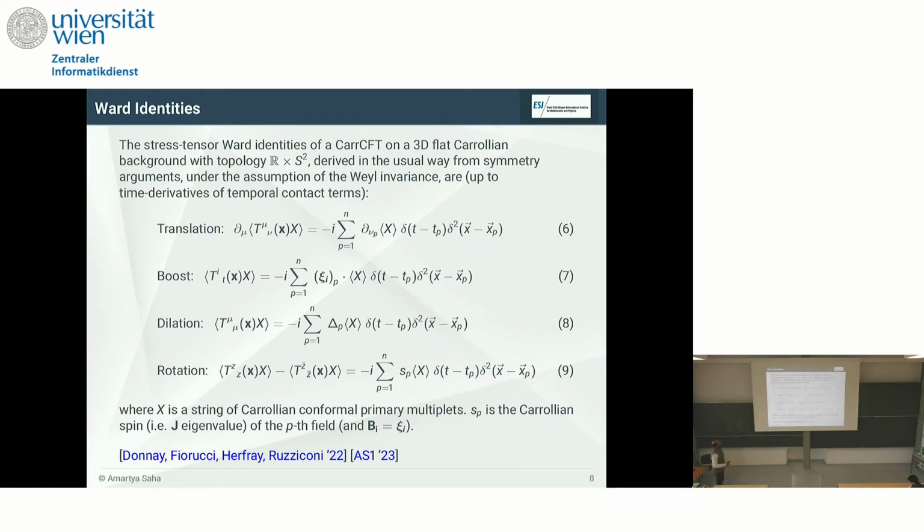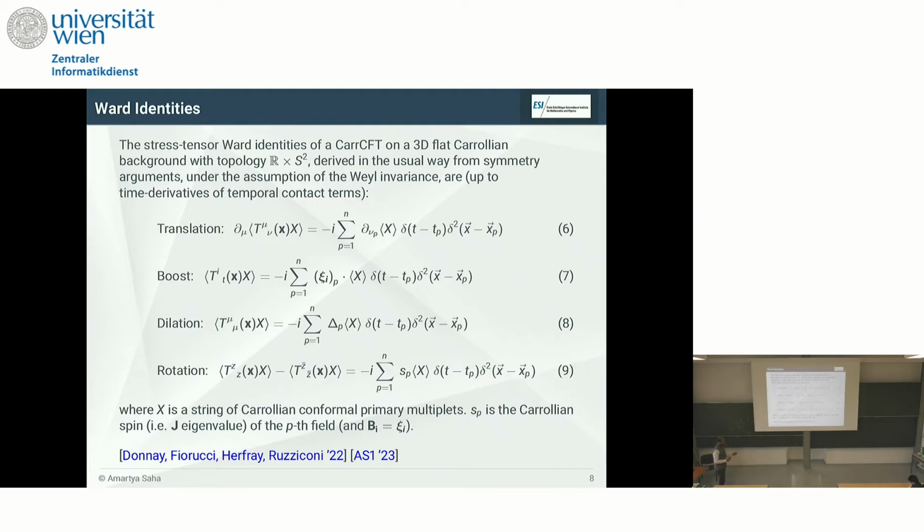Let's now directly proceed to the Ward identity. I'll be deriving these stress tensor Ward identities directly from symmetry principle, in exactly the same way we do for 2D CFTs. Following the same method, we find the stress tensor Ward identities of a Carrollian CFT on a 3D Carrollian flat background with topology R cross S2, and we further assume that there is Weyl invariance in the theory.